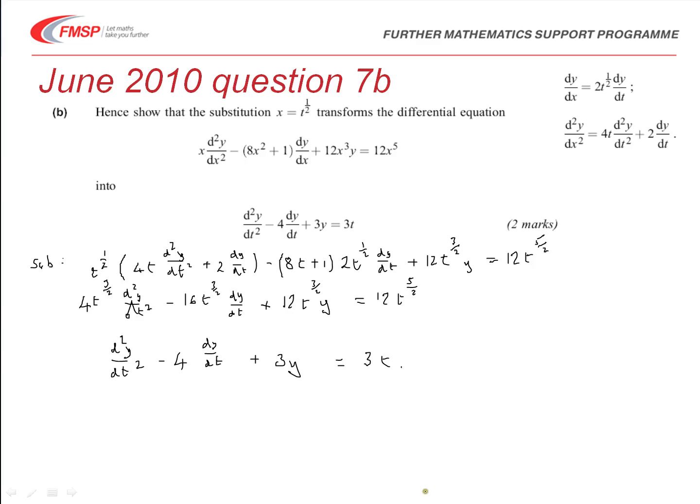Just 2 marks here, obviously for the substitution, showing the appropriate method. We'll give you 1 mark, and then for carefully reducing it down to the correct solution, we'll give you the 2nd mark.